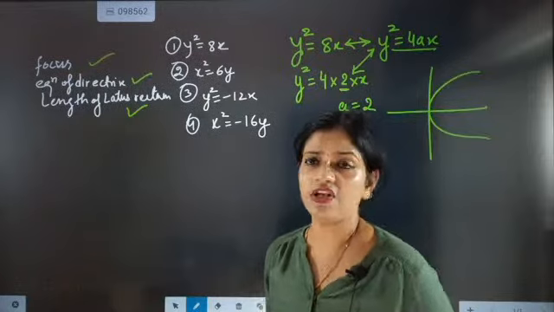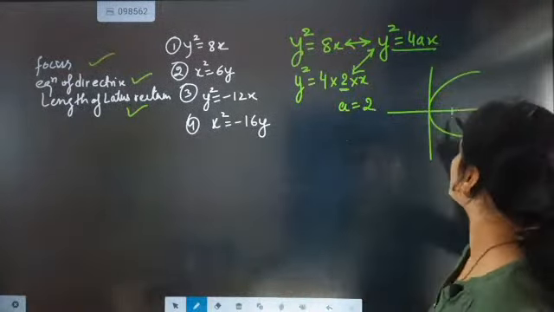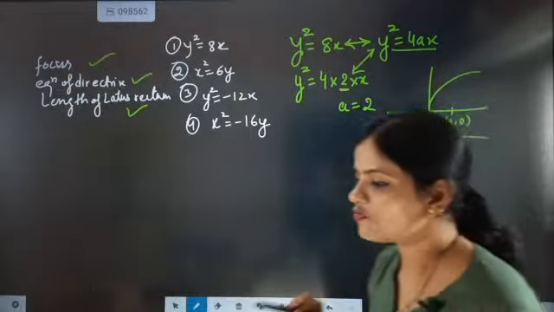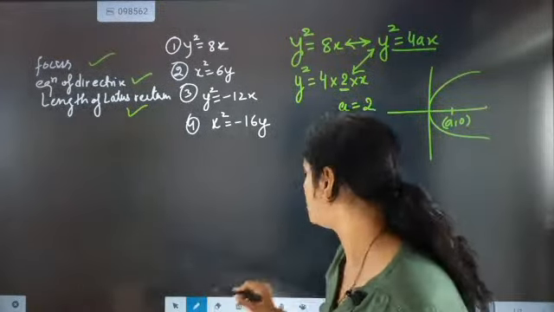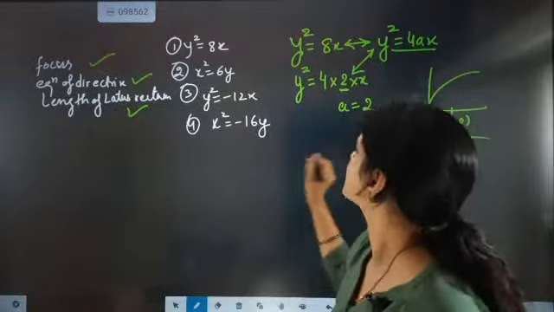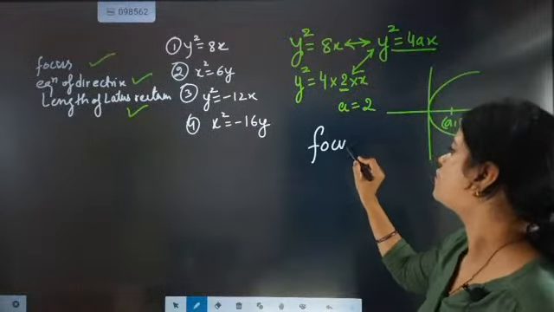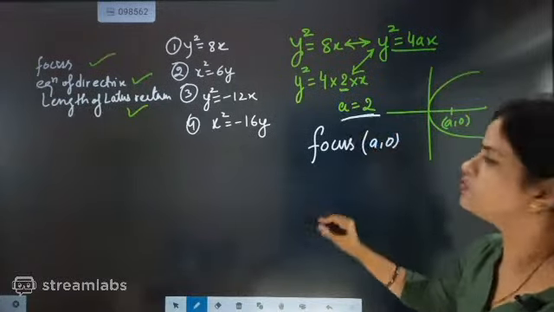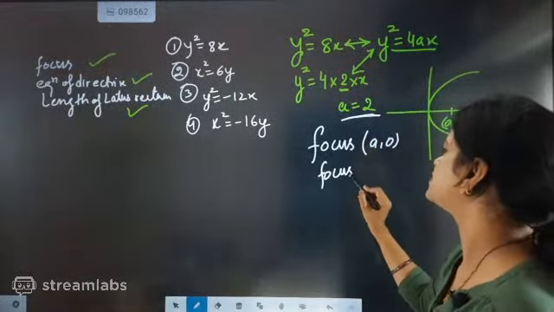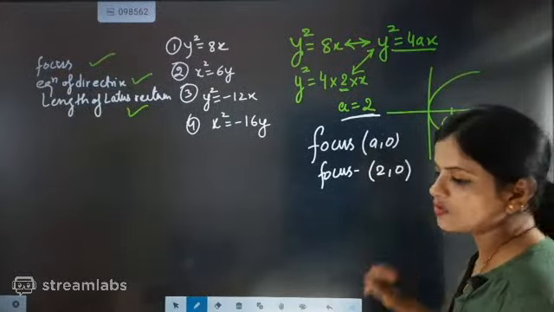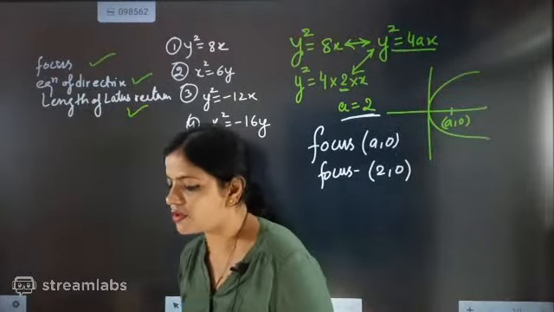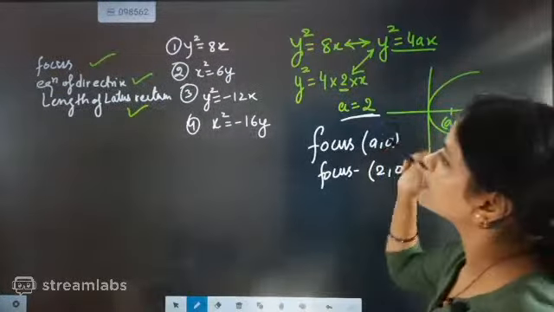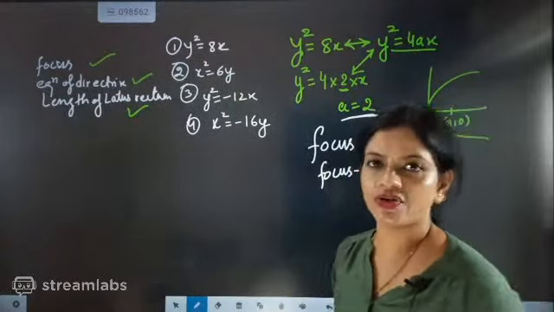For this we have learned that for the first one, focus was a comma 0. So we are going to use that. For the first equation, focus will be a comma 0. What is the value of a? Already we got 2. So focus is going to come as 2 comma 0, beta. Absolutely correct.